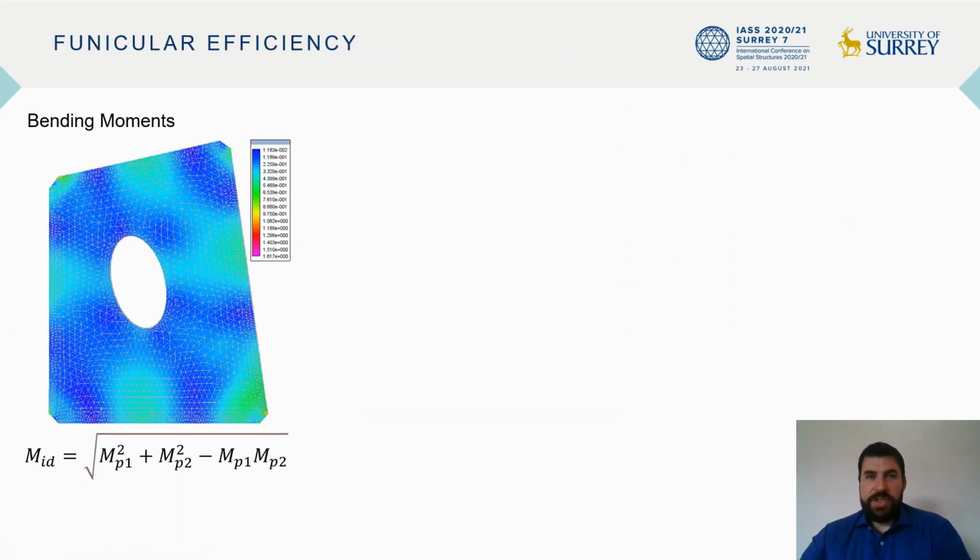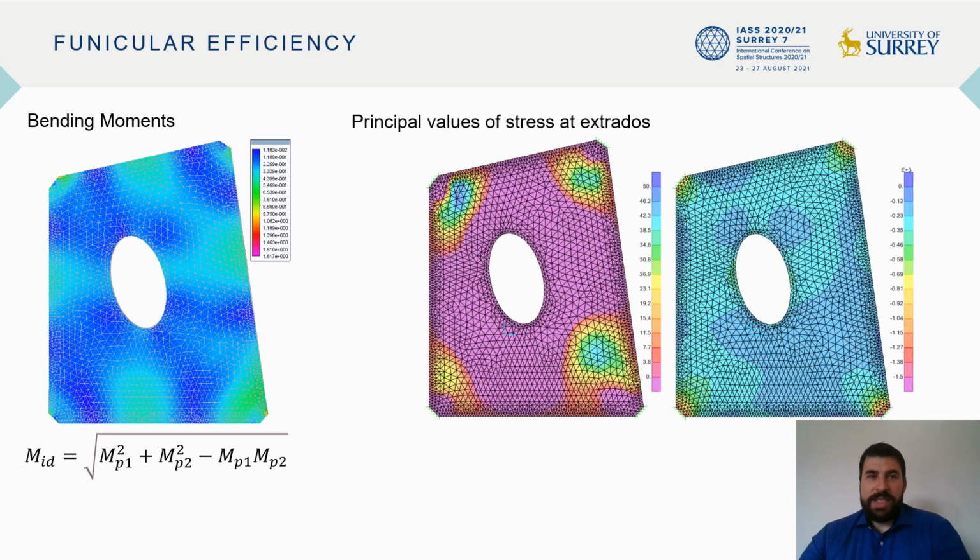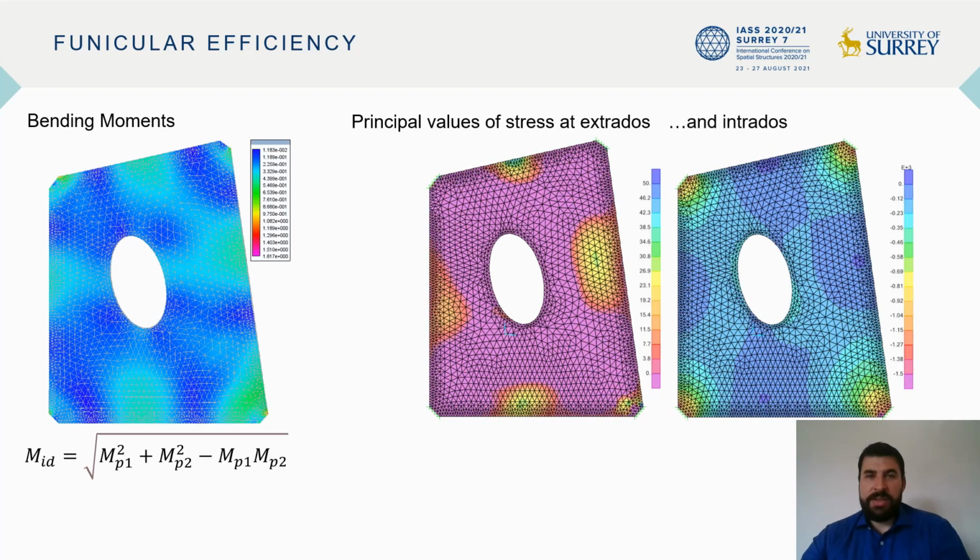The funicular efficiency of the form-found shell can be verified by computing the generalized von Mises value of the bending moment tensor, which is very low almost everywhere on the shell planform. An alternative approach consists in computing the minimum and maximum Cauchy stress components at the extrados and at the intrados of the shell. Here it is clear how tensile values are very low if compared with compressive ones. However, higher values of tensile stresses are computed for some regions of the shell mid-surface.